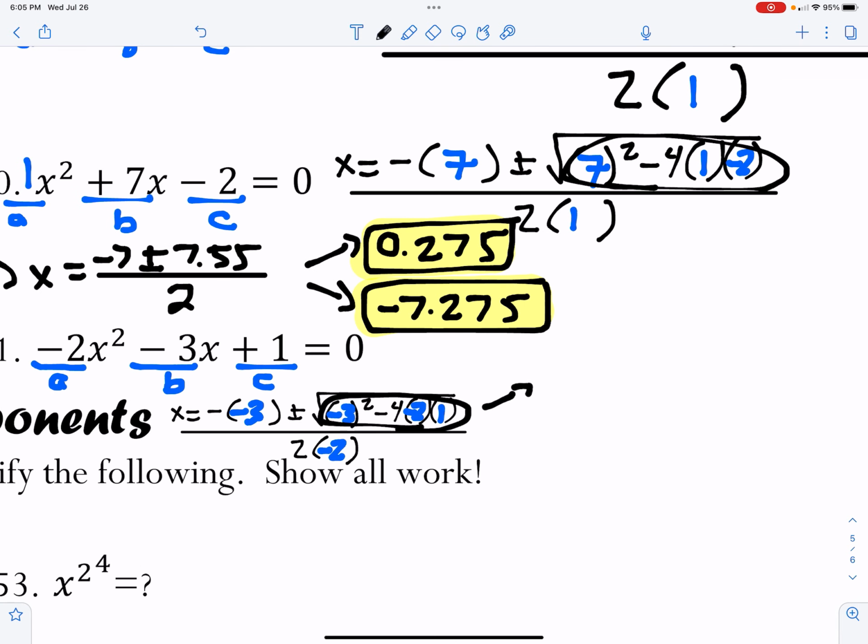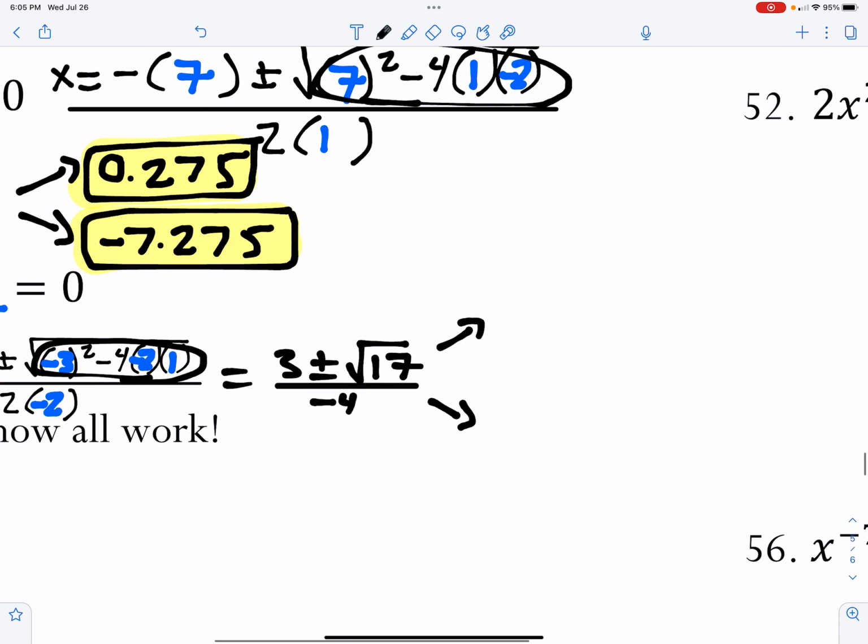So negative 3 squared is 9, because negative 3 times negative 3 is positive 9. And then you have negative 4 times negative 2 times 1 is positive 8. Okay, so 9 plus 8 is 17. Negative times a negative is a positive, so we have 3 plus or minus the square root of 17 over negative 4. Let's go ahead and get our two solutions here. When you take the square root of 17, you get about 4.12.